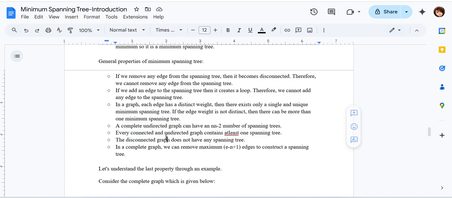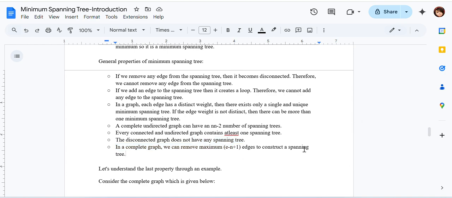Every connected, undirected graph can have at least one spanning tree; a minimum of one spanning tree is possible. A disconnected graph does not have any spanning tree, because when everything is disconnected, I cannot create one. We do not have a spanning tree in that graph.